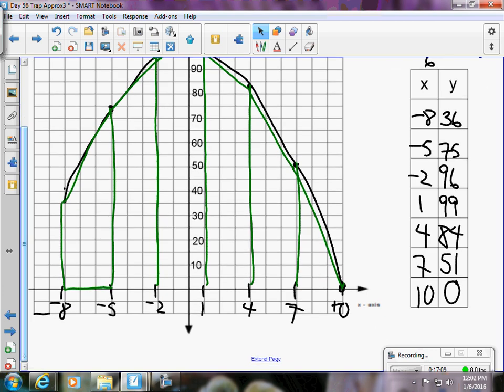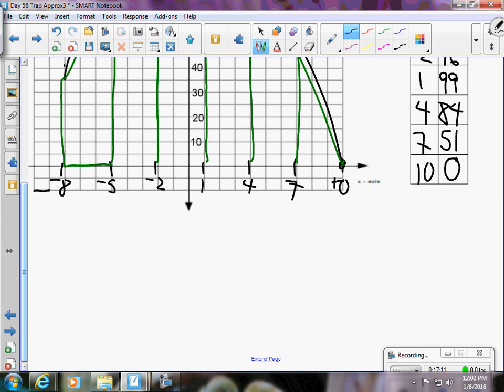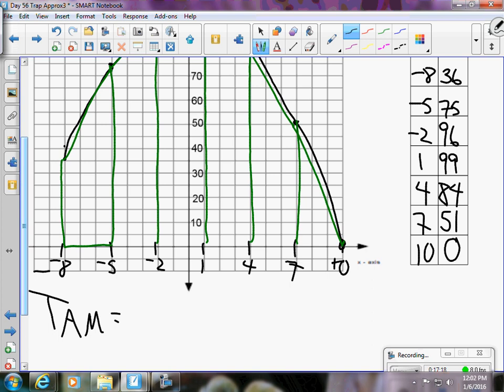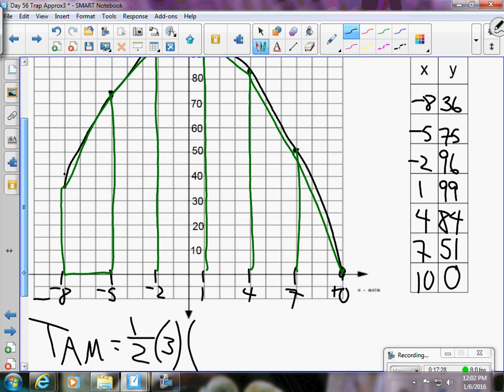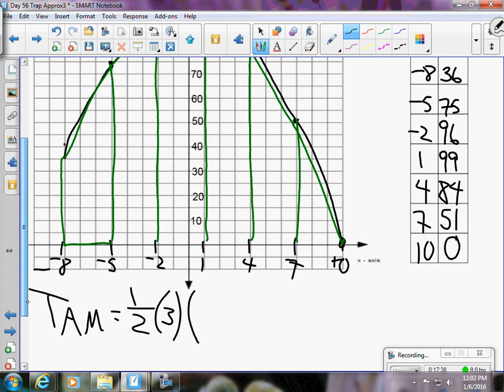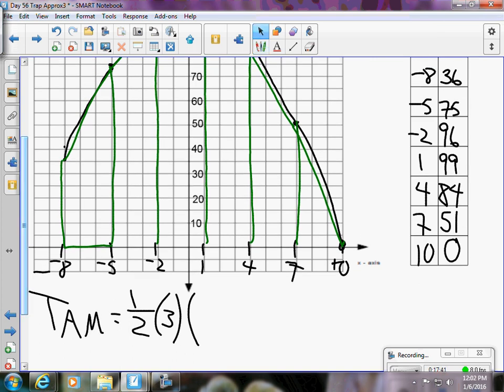Let's do this. Oh, I need that table. Do you remember what was on the outside? 1/2 the height. What was the height in this case? 3. Okay. And then we need parentheses. Now, what's going to go inside? What are my heights? What happens to the internal ones? Think about what I'm going to put down now. What's the first base?